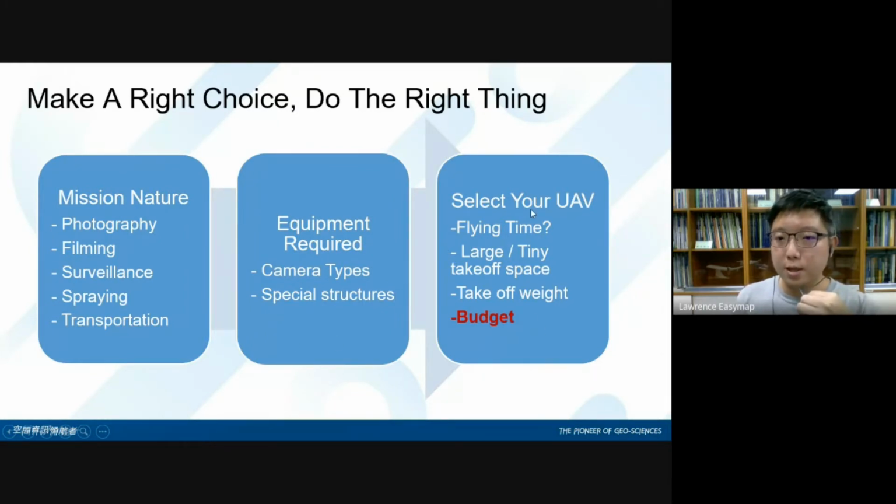And later you can select your camera. In order to carry a large payload or large camera, how big should your UAV be? So what is your takeoff weight? And finally, the most important thing is your budget, of course. So price: a UAV is always very pricey. So make the right choice to do the right thing.